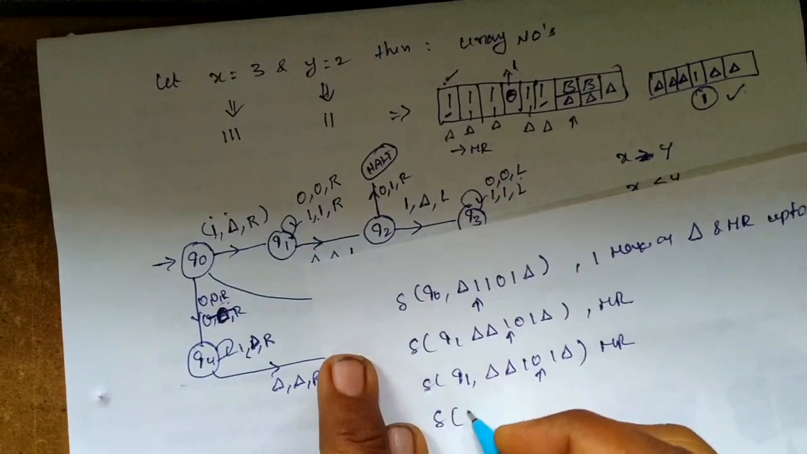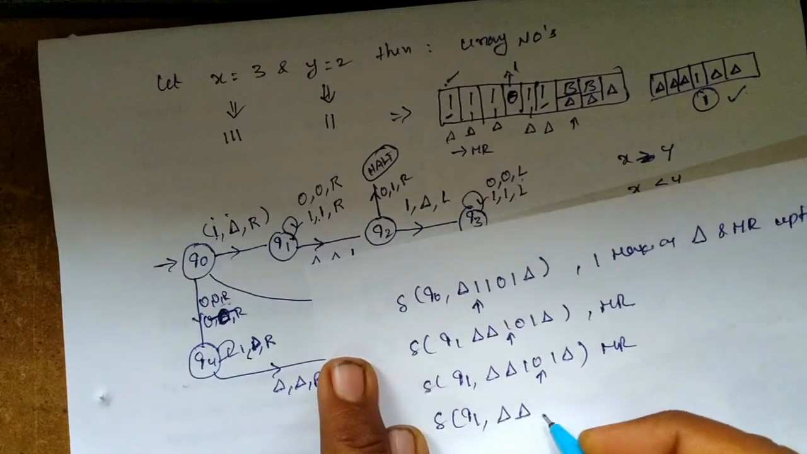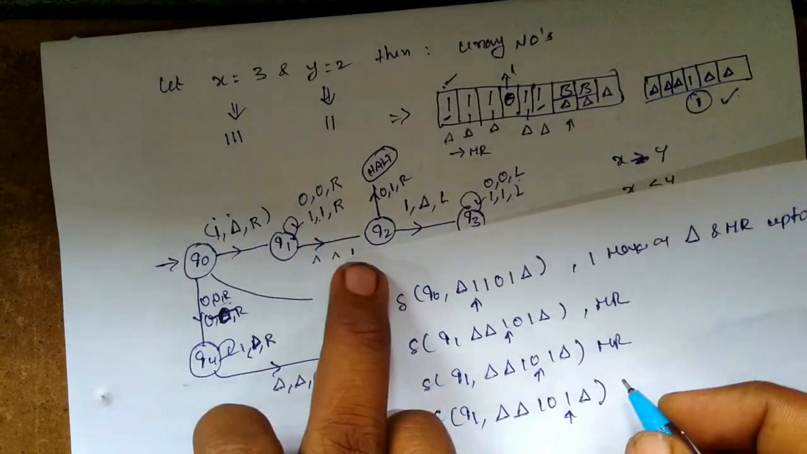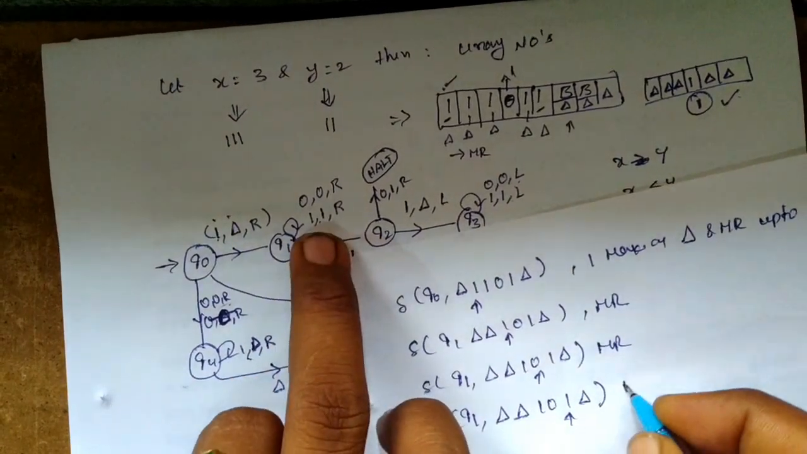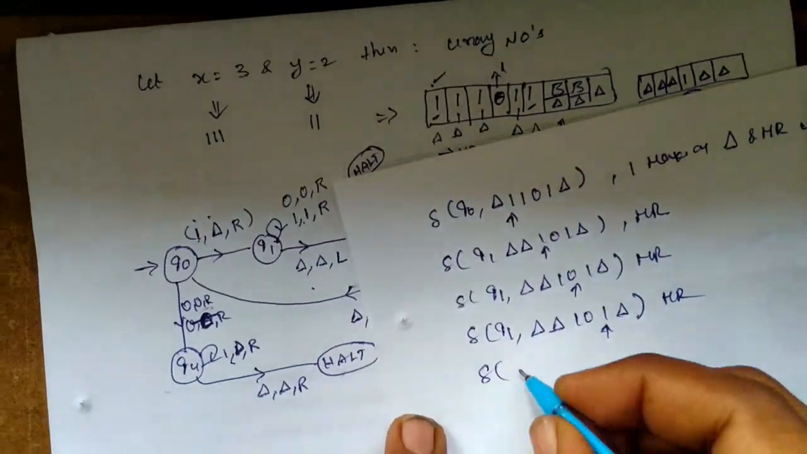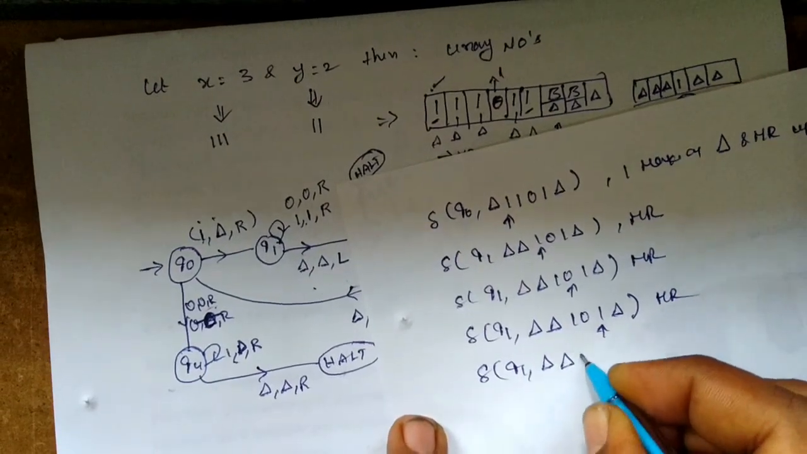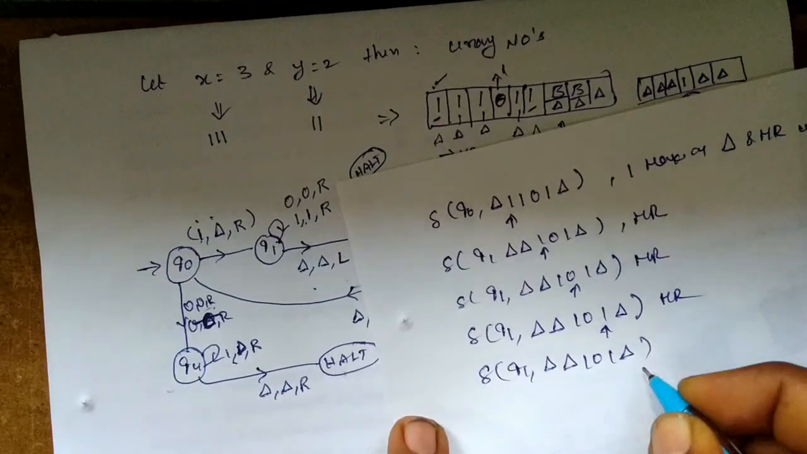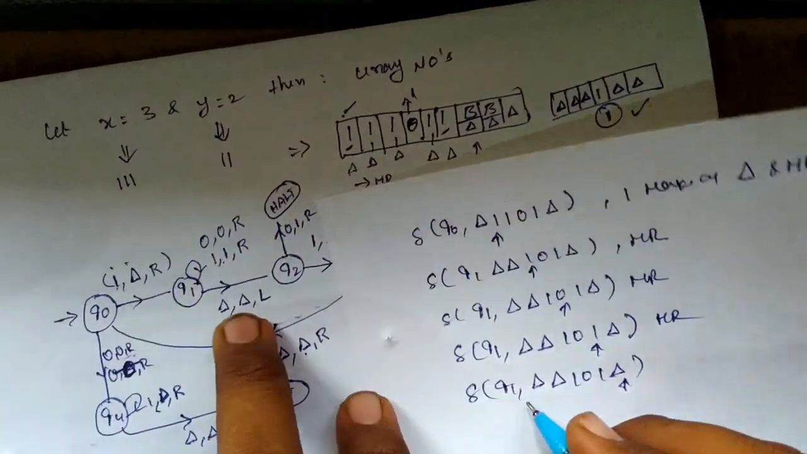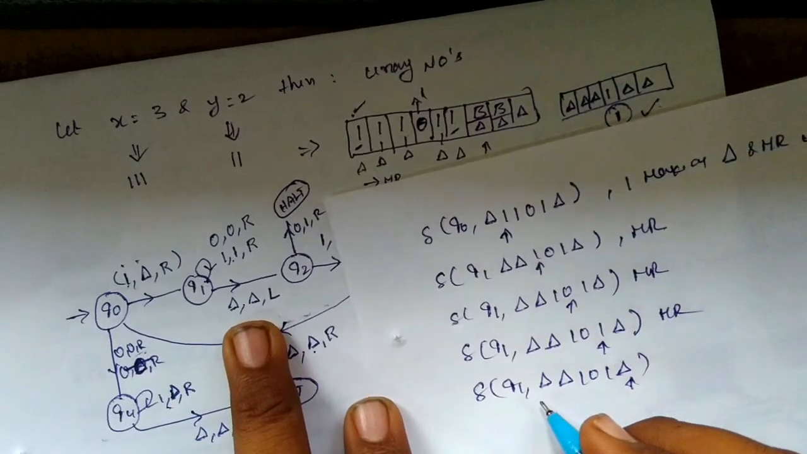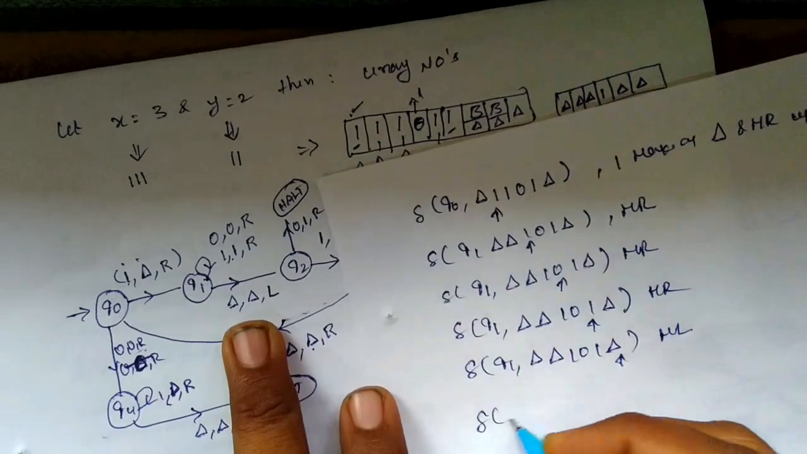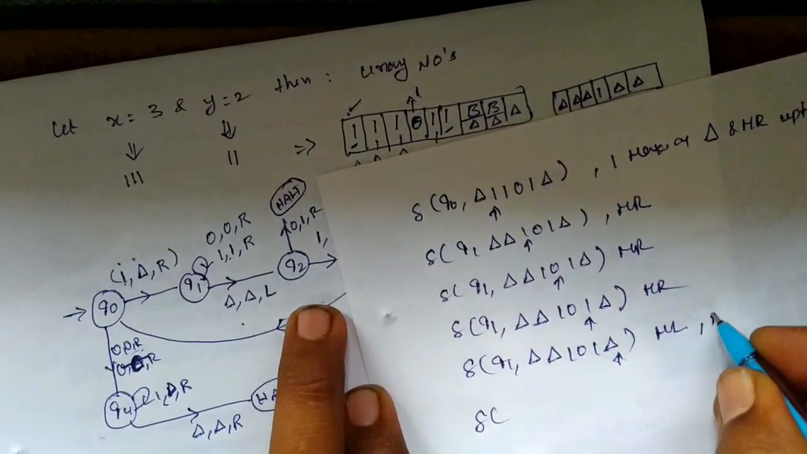Next, del of Q1, del 101 del. The current state is Q1, the input is 1, so move right. So del of Q1, comma, del 101 del. Now the current state is Q1, the input is del, so that's why move left. So move left, del of, and go to the next state Q2.